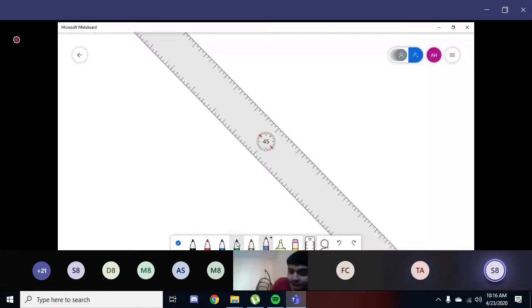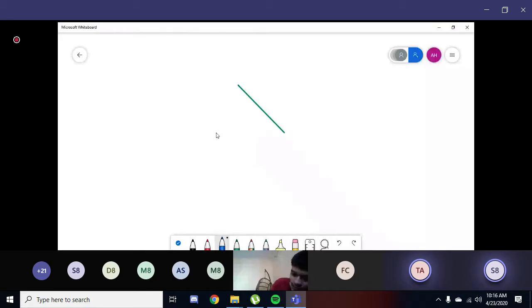Sir, what is this? I'm drawing a parallelogram, beta. I'm using Microsoft Whiteboard. What are you using to draw the line? Just wait for a while. You'll understand. Okay, let me draw a parallelogram like this.